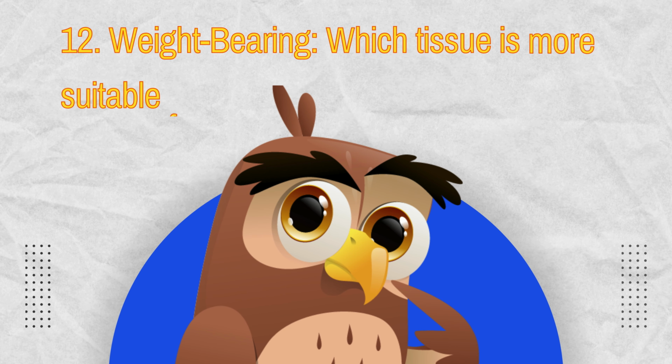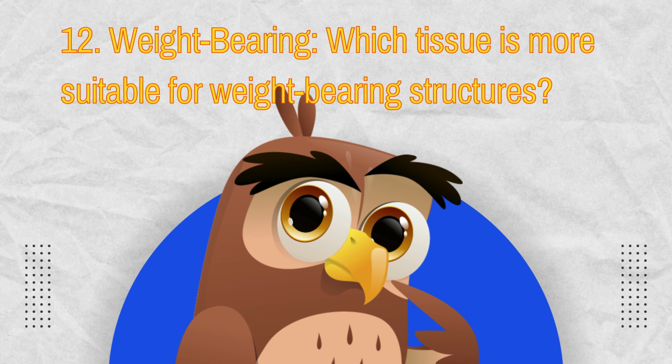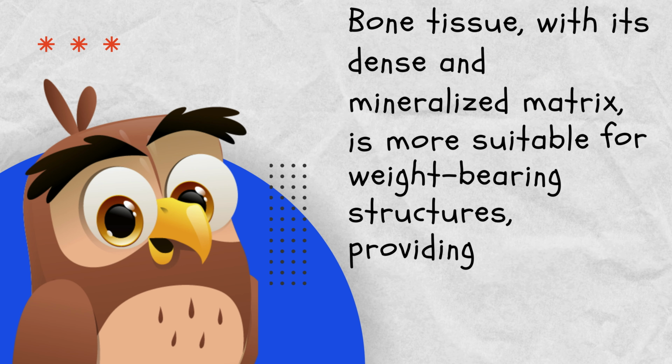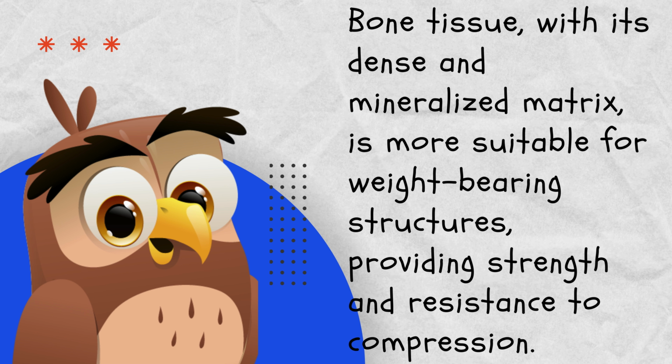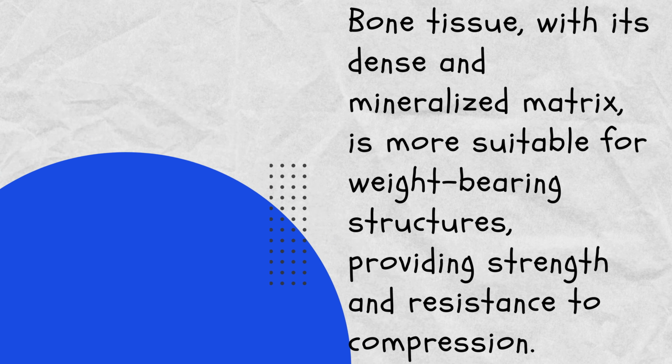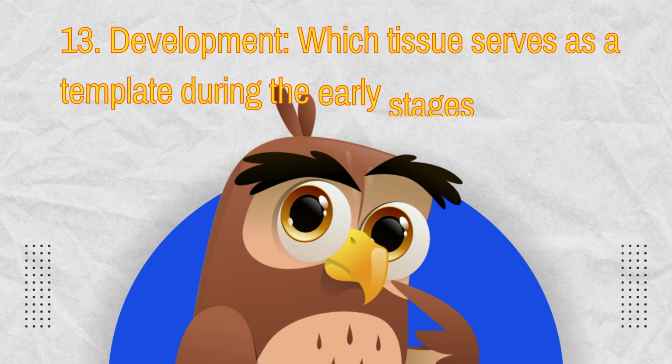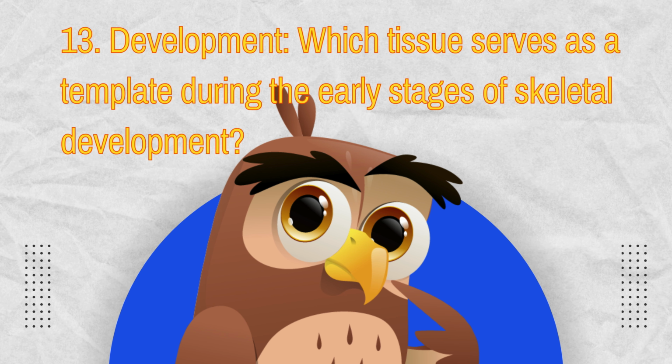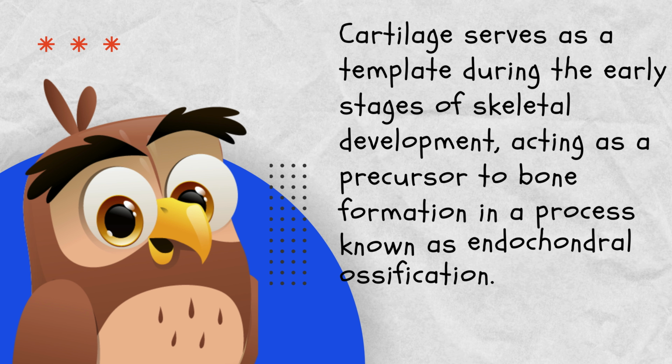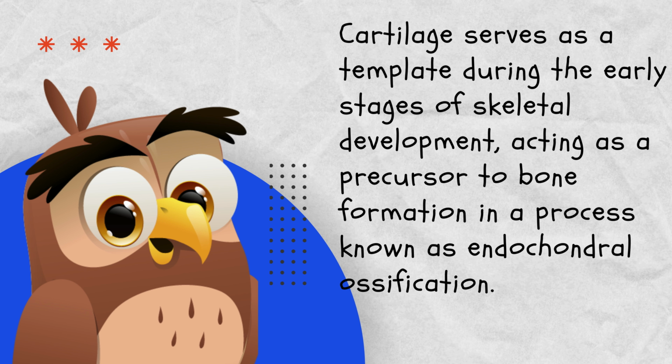12. Weight-bearing. Which tissue is more suitable for weight-bearing structures? Bone tissue, with its dense and mineralized matrix, is more suitable for weight-bearing structures, providing strength and resistance to compression. 13. Development. Which tissue serves as a template during the early stages of skeletal development? Cartilage serves as a template during the early stages of skeletal development, acting as a precursor to bone formation in a process known as endochondral ossification.